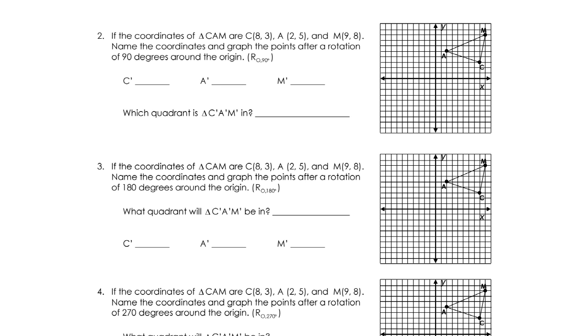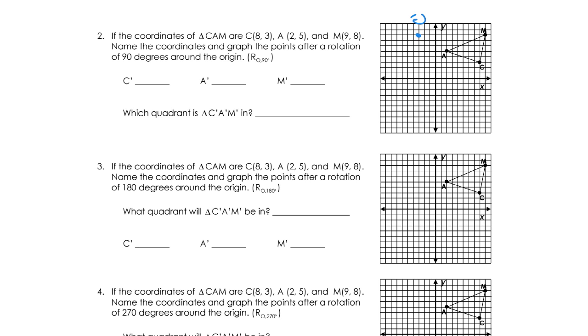So what is quadrant 2 actually now becomes quadrant 1, and we're going to regraph the points that they told us, except when we plot them, we'll call them primes. So we're going to find 8, 3, and we'll put a dot, and that's going to be C prime.